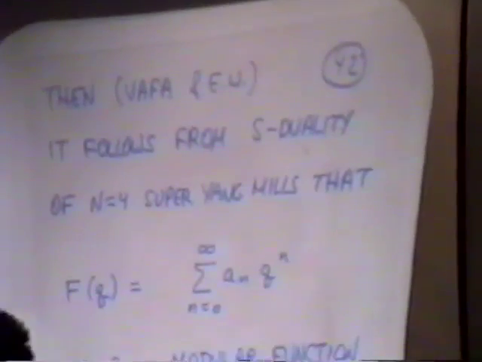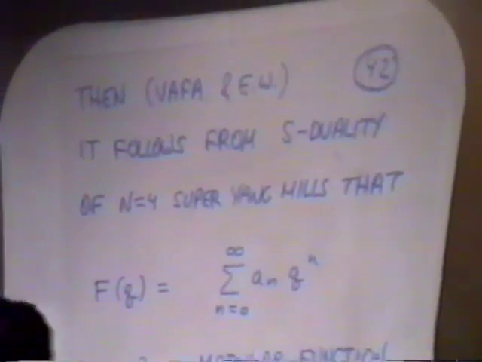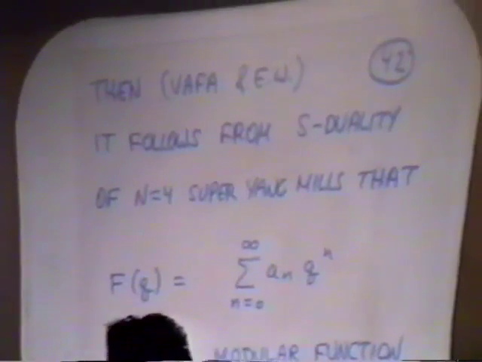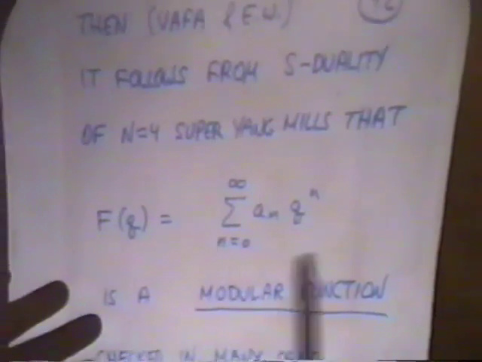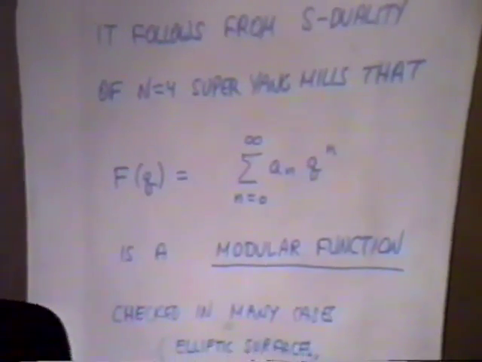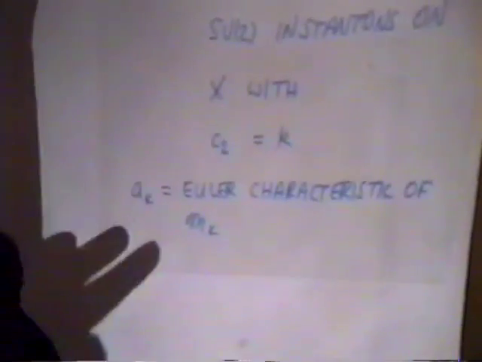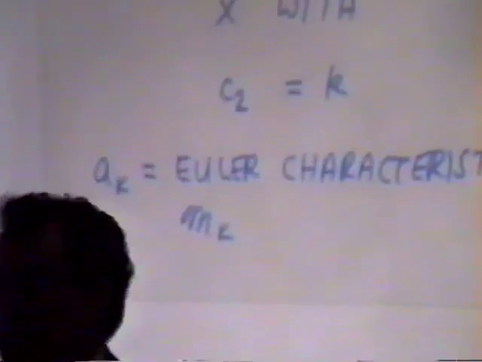And, well, the symmetry isn't a manifest symmetry. The symmetry isn't a symmetry of the equations, but it maps solutions to solutions. And then, it follows from one of the snazziest things in contemporary theoretical physics, namely S-duality of N=4 super Yang-Mills, that if you form the generating functional of these numbers, that is, remember that A_K was the Euler characteristic of the moduli space.